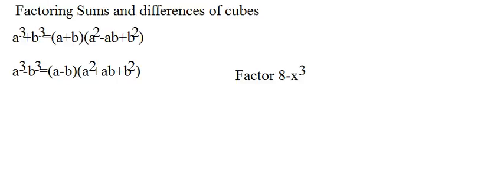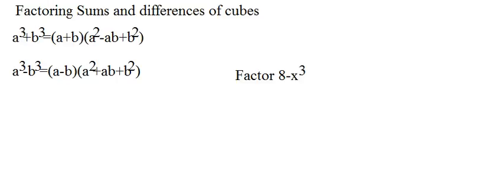The formula for difference of cubes is virtually the same. If you have a cubed minus b cubed, it's a minus b times a squared plus ab plus b squared. So the only difference here is if it's a positive, your first two are going to be positive, then you have a sign change here. If it's negative, your first parentheses will have a minus, and then this will be positive.